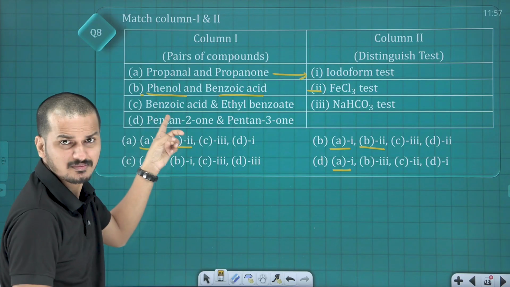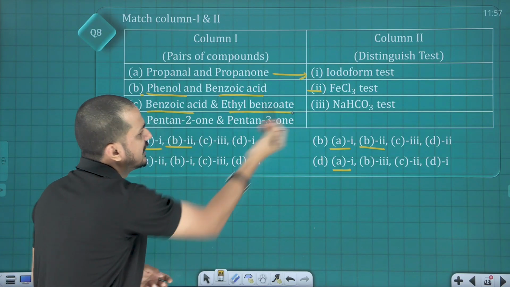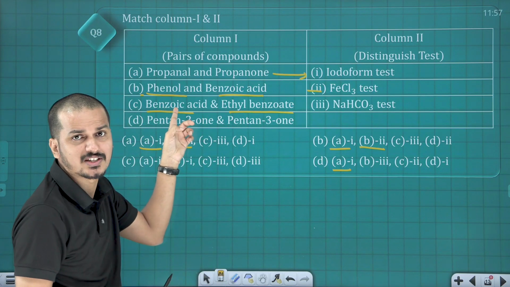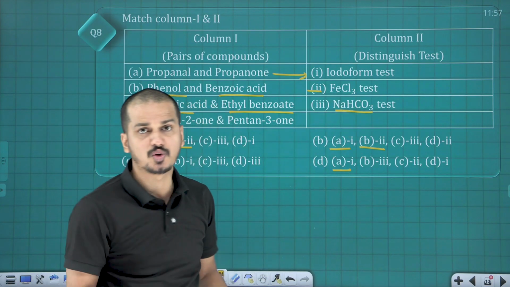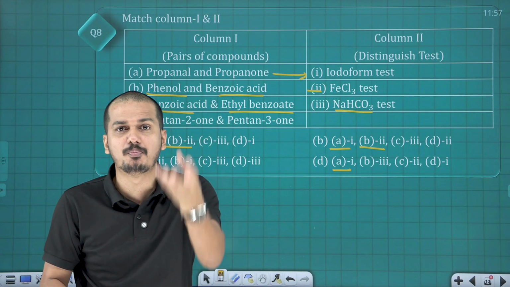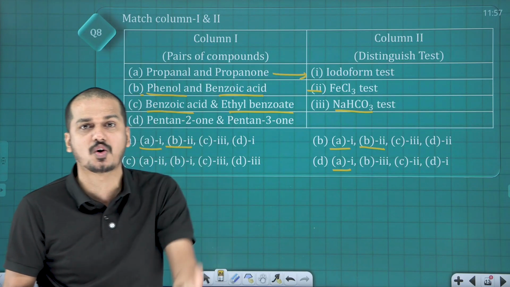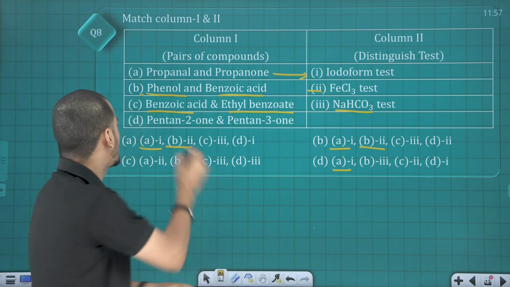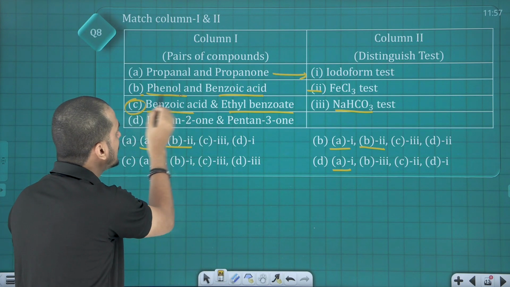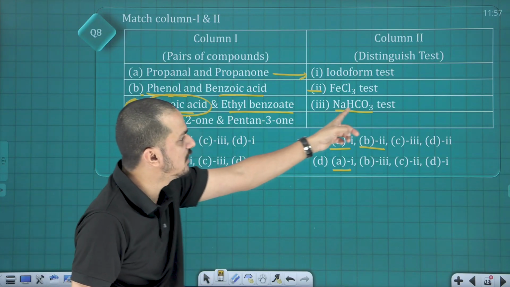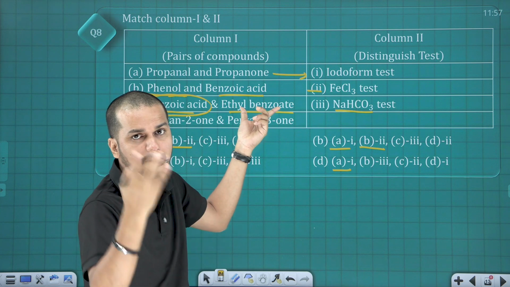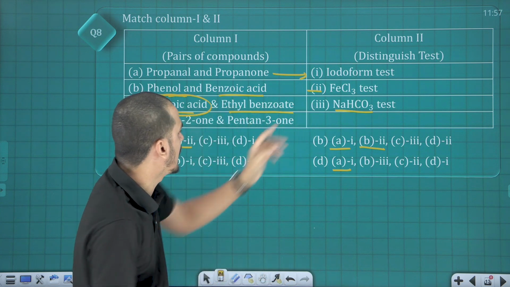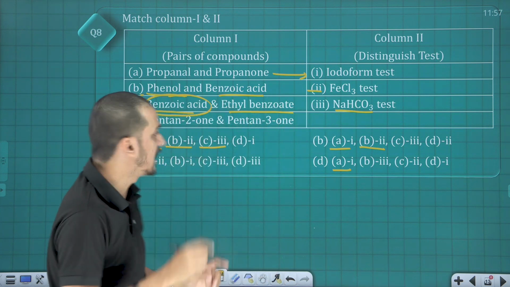What about C? Benzoic acid and ethyl benzoate. Benzoic acid is a carboxylic acid. Once it reacts with NaHCO3, sodium bicarbonate, it will give brisk effervescence of carbon dioxide. Only carboxylic acid does this. So benzoic acid will give it with NaHCO3, and I can distinguish. Ethyl benzoate has no reaction. So C is connected with 3.